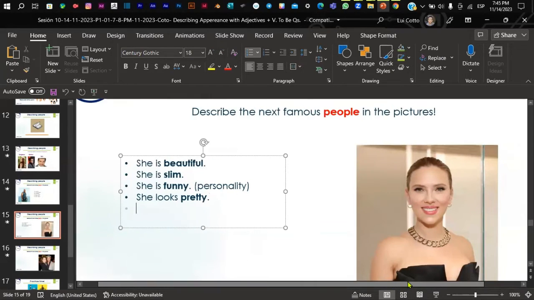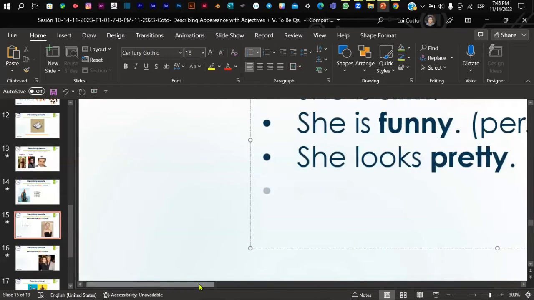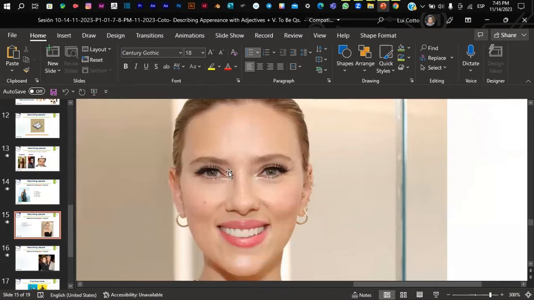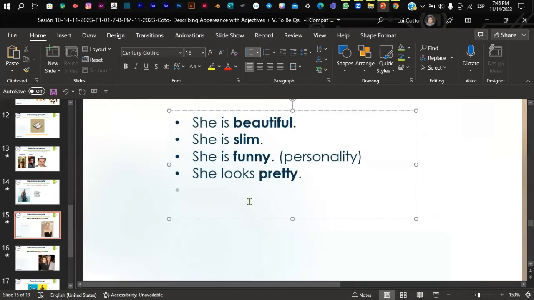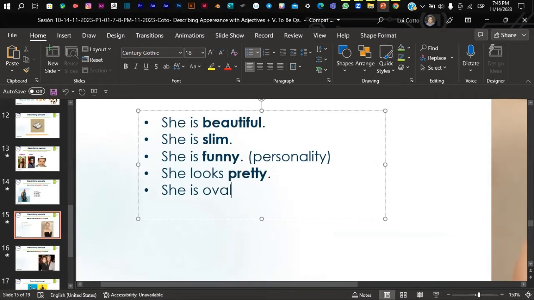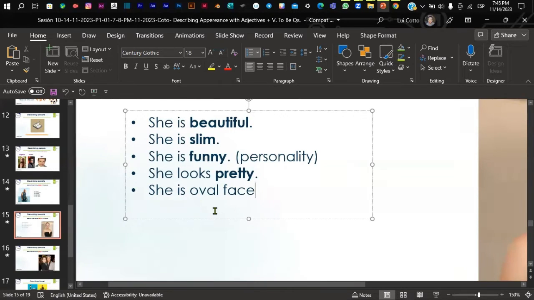But only about appearance and personality. But what about the face? About the eyes? About the hair, the eyes, the nose. You can describe the nose. And the face? What is the face? ¿Cómo digo? In English. She's oval face. Ella es cara ovalada. ¿Ella es o ella tiene? Tiene. What is the verb have? The verb is? She has. Can I use the verb has? ¿Puedo usar el verb has? Yes. Correct. Sí. You can use it.